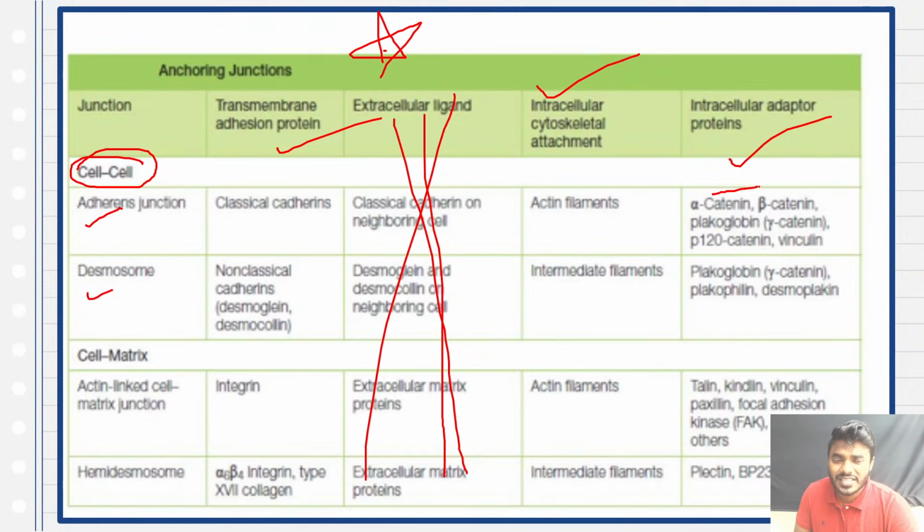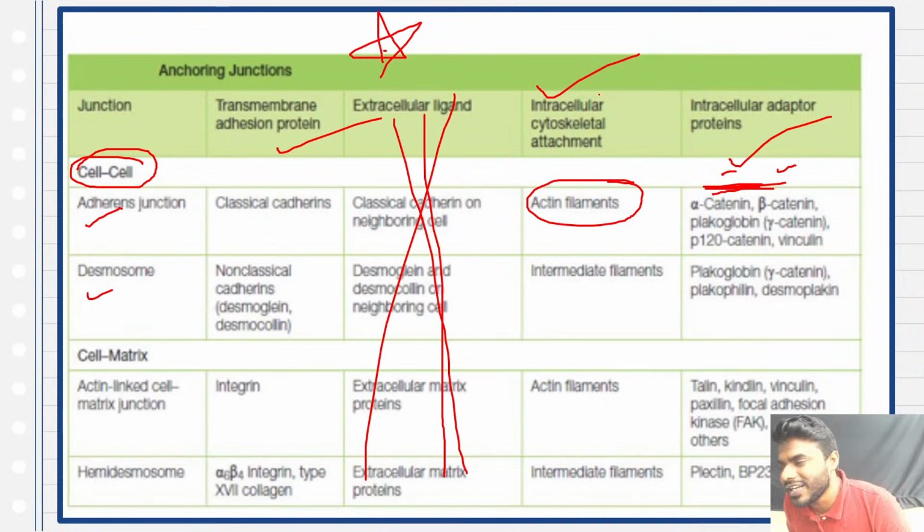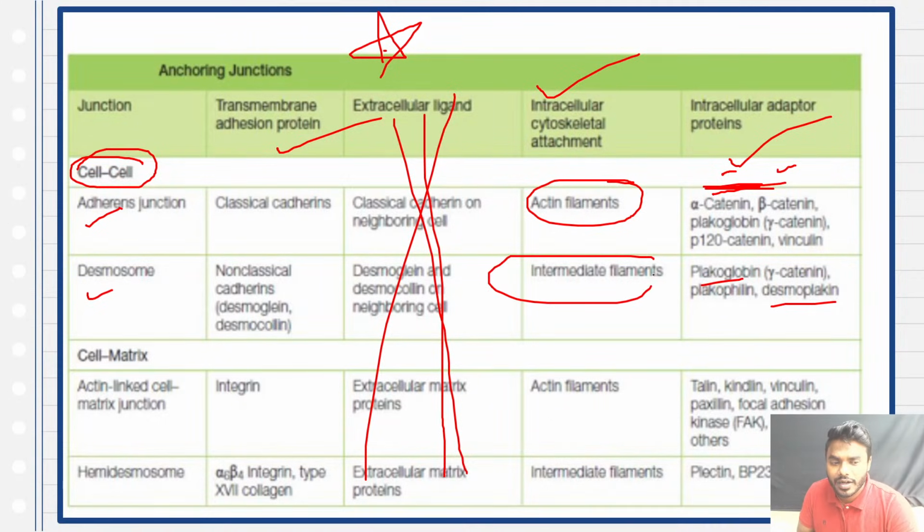Adherens junction consists of intracellular what? Catenins: alpha catenin, beta catenin. Undoubtedly they are associating with which cytoskeletal element? We read it: actin filament. Desmosomes, we read, contain plakoglobin and desmoplakin. They are associating with what? Intermediate filament. That's all. And these are all what?